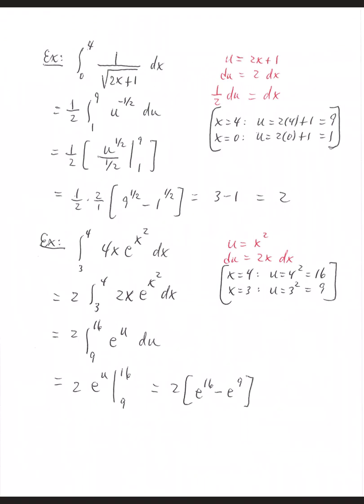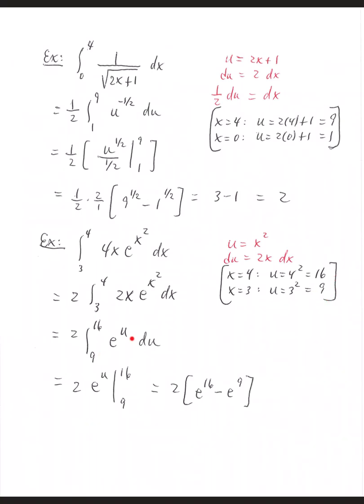Don't forget to change your upper and lowers. Our substitution is u equals x squared. U equals 4 squared makes 16. U equals 3 squared equals 9. And I put that over here in the brackets for you to check out. Put the original upper and lowers through the substitution to get your new upper and lower limits.